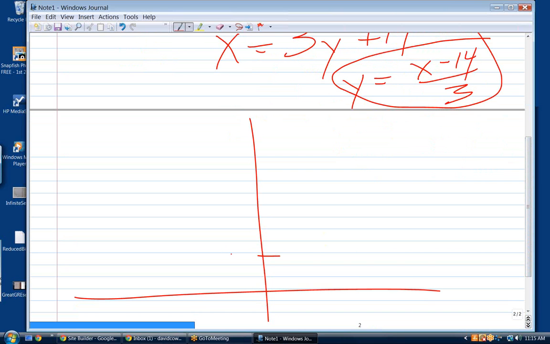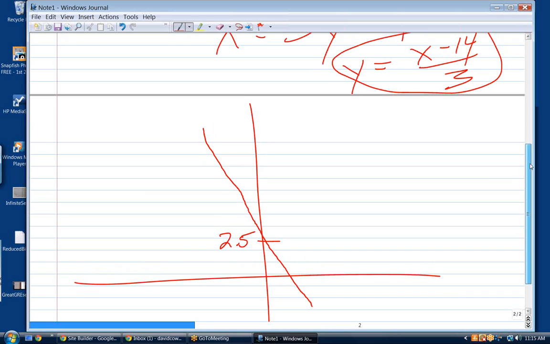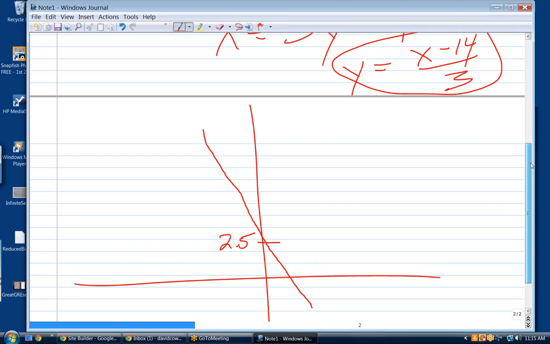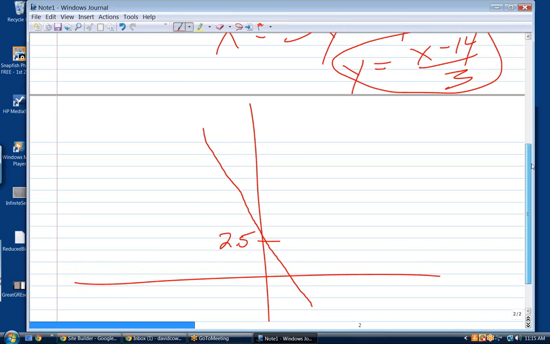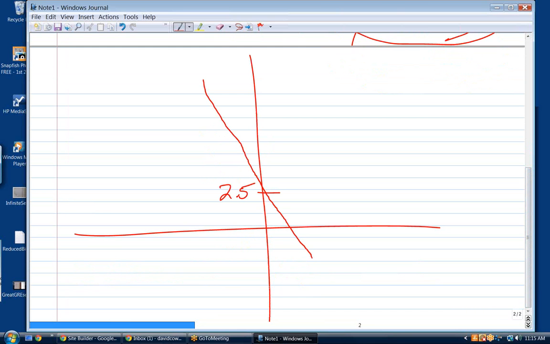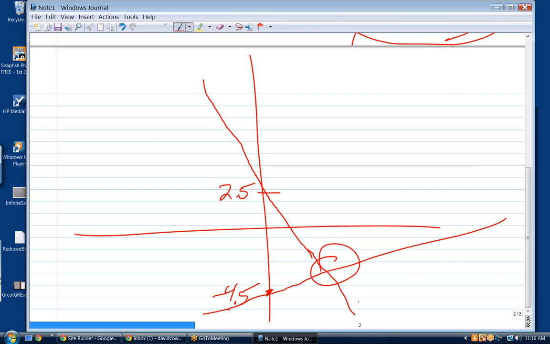So if I go to 2.5, slope of minus 3, I get a line like that. That's the first equation graphed. Second equation has a y-intercept of about minus 4.5 and a slope of plus a third. So let's go down to minus 4.5. A slope of plus a third would be very flat, like that. There's your solution for these two equations, wherever they cross.